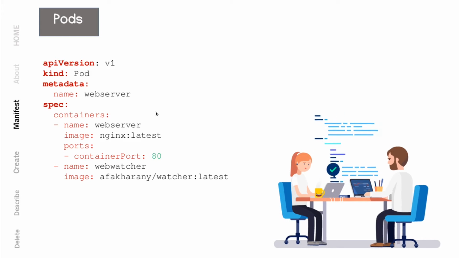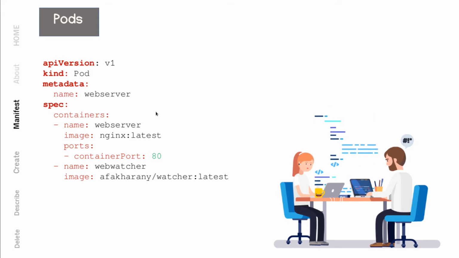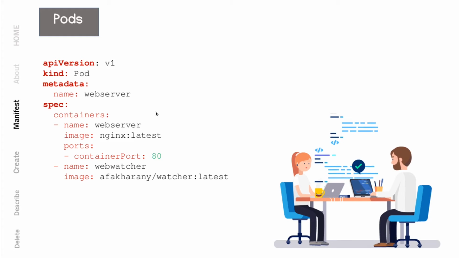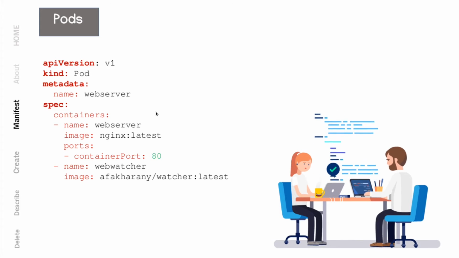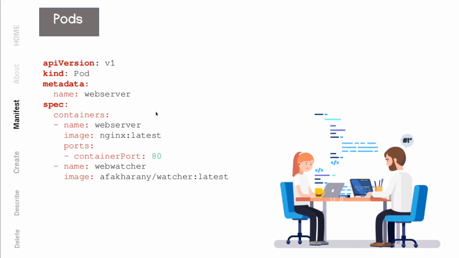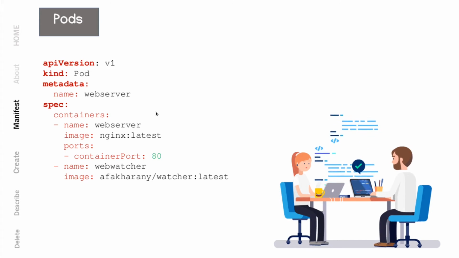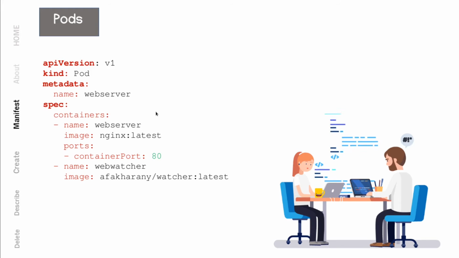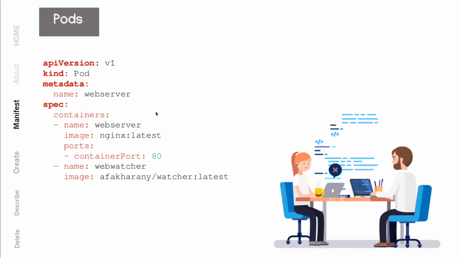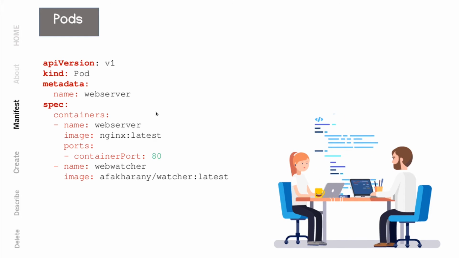We have here containers, an array in which we can have one or multiple containers. In each container we have a name that gives the name of our container, the image, and we can also add other data like the ports of our containers, storage, and volume.